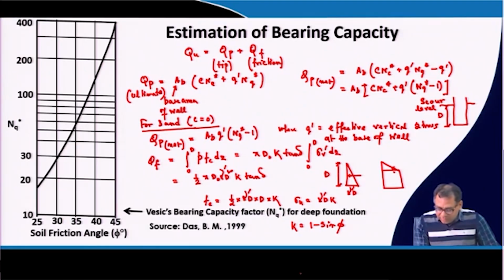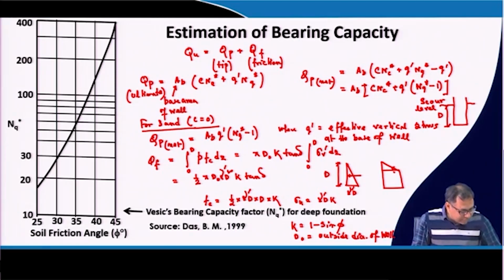Okay, so that means here we know that K will be 1 minus sin phi, and delta I have discussed. So, this way we can determine the friction resistance and the tip resistance. D0 here is the outside diameter of the well. Okay. So, next I will discuss how we can calculate the bearing capacity if the well is in clay.